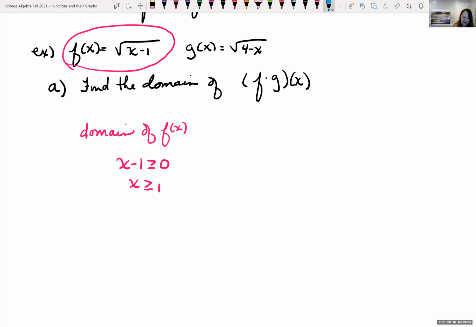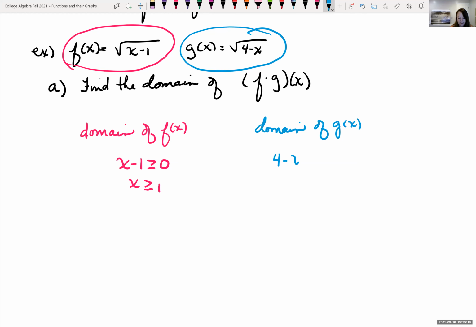We want to find the domain of our other function, g of x. And so again, we have a radical, so we need to take what's underneath the radical and set that greater than or equal to 0 because it's not in the denominator. So 4 minus x greater than or equal to 0. I'm going to add x to both sides, so I have 4 is greater than or equal to x, but I like my x value on the left-hand side just so it makes more sense to me. So I can rewrite this as x is less than or equal to 4.